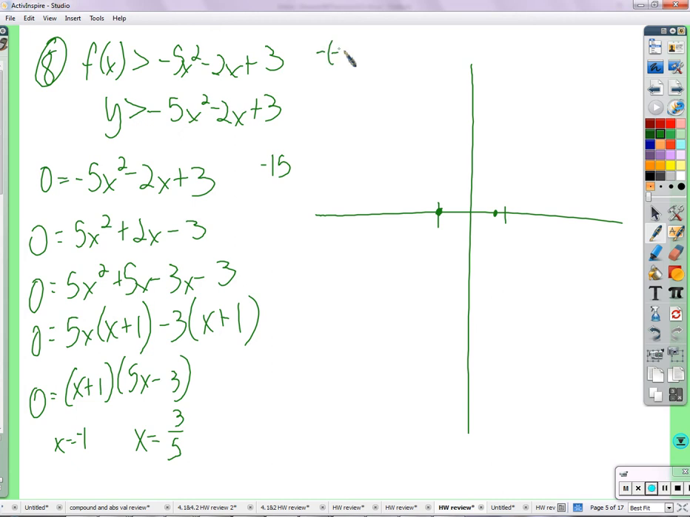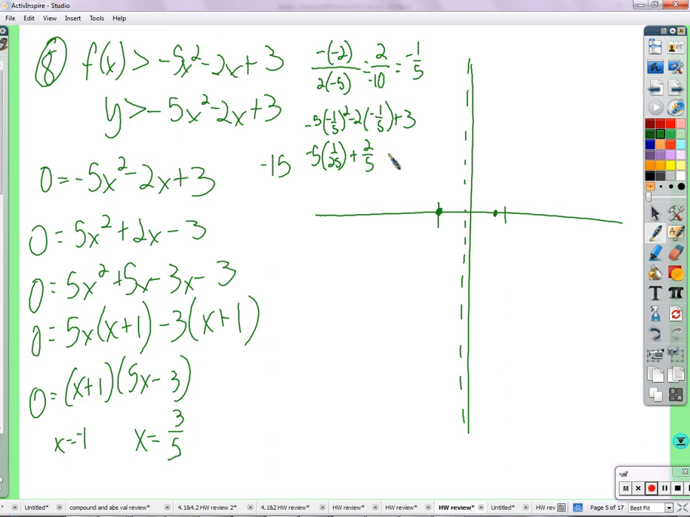Negative b over 2a, that's 2 over 10, or negative 1/5. Find the vertex by plugging negative 1/5 into the function. 5 times negative 1/5 squared minus 2 times negative 1/5 plus 3. And 5 times 1/25 plus 2/5 plus 3. We get negative 1/5 plus 2/5 plus 3.